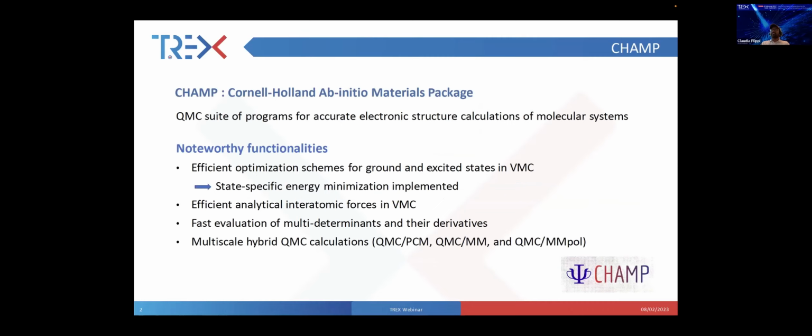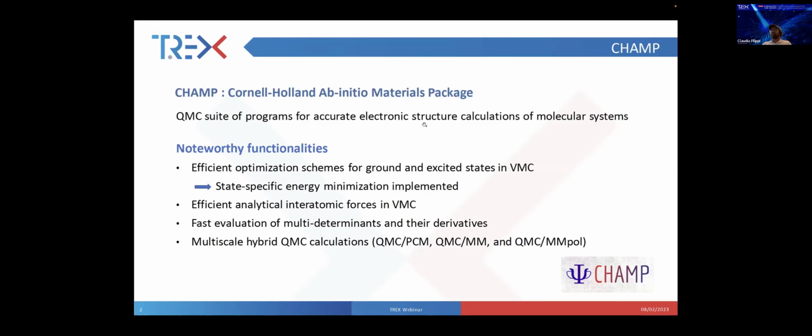So CHAMP stands for Cornell Holland Ab initio Materials Package. It's mainly developed at the University of Twente, the Holland branch of this code, along with some European collaborators. And it is a quantum Monte Carlo suite of programs for doing accurate electronic structure calculations of molecular systems. And we are currently developing for the periodic systems as well.